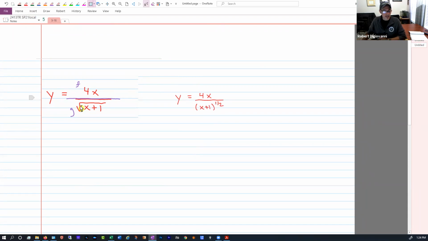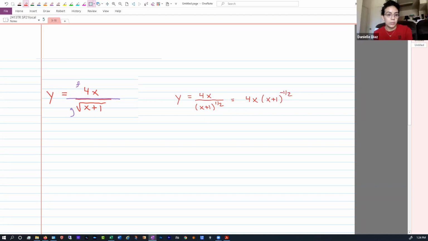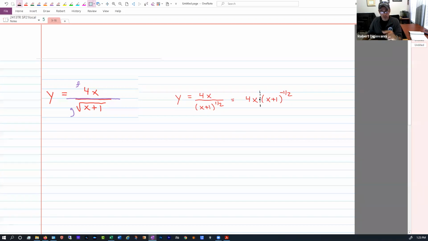Okay, we all agree that that's the same original function, right? And Danielle said, could we bring that x plus 1 to the half up as x plus 1 to the negative half, right? That's what you were saying, Danielle? Yeah, to kind of turn it somewhat into a fraction, and then do the derivative on this. And my answer to her was yes. If you do that, though, you now have to see you've created a product. And so you would have to use the product rule instead of the quotient rule. And so you call this f and this g, and then you do your product rule.